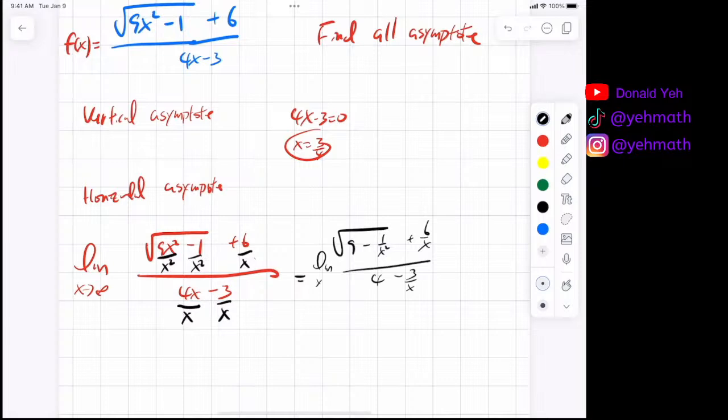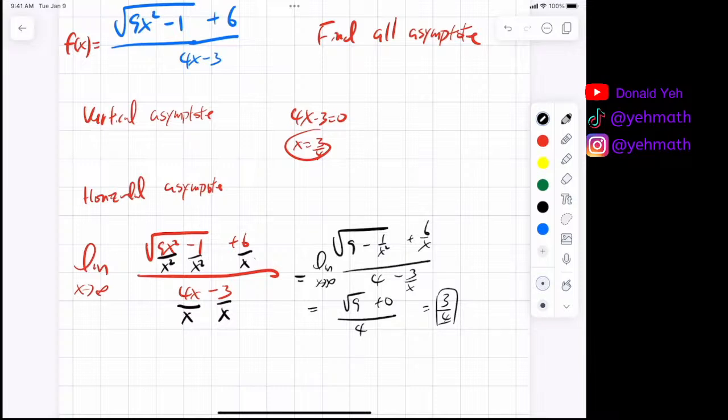So now, limit as x approaches infinity. You say, well, 1 over x squared is easy. That's going to be 0. That's going to be the square root of 9 plus 0, over 4. The square root of 9 is 3, so it's 3 over 4. And that's your horizontal asymptote. You got it?